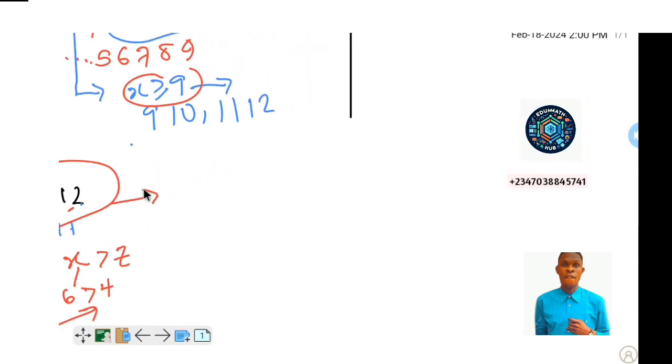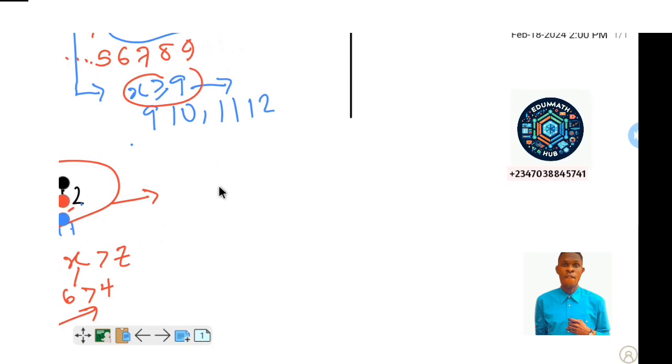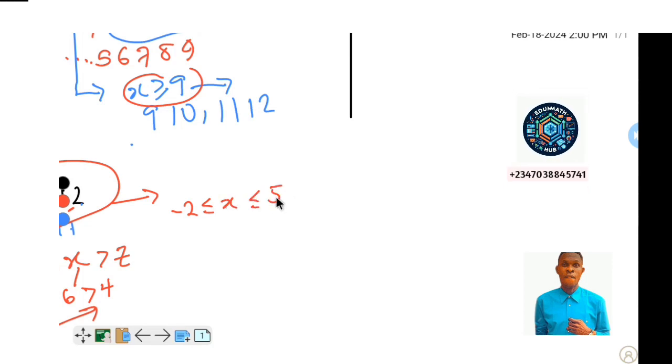You have, let me say, minus 2 less than or equal to x less than or equal to 5. You can see this sign here, less than or equal to. Don't forget what I explained earlier. So the values of x start from minus 2, because it is less than or equal to. So since minus 2 is less than or equal to x, that means x is bigger than it.